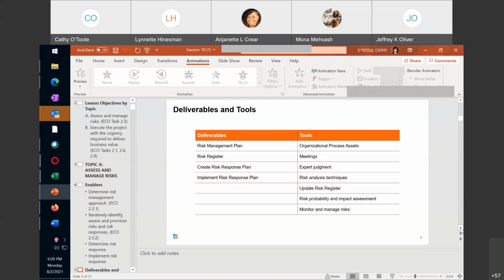Some of the tools that you can use to create these deliverables include organizational process assets. You'll have meetings. You'll rely on your team's expert judgment. There's some risk analysis techniques that you can use. There's a risk register that you're going to update. And you'll also do some risk probability and impact assessment. And then throughout the life cycle, you're going to monitor and manage your risks for the project.